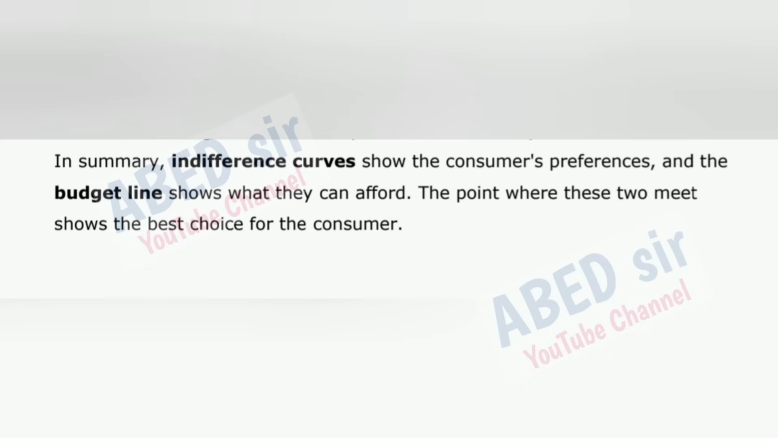In summary, indifference curves show the consumer's preferences, and the budget line shows what they can afford. The point where these two meet shows the best choice for the consumer.